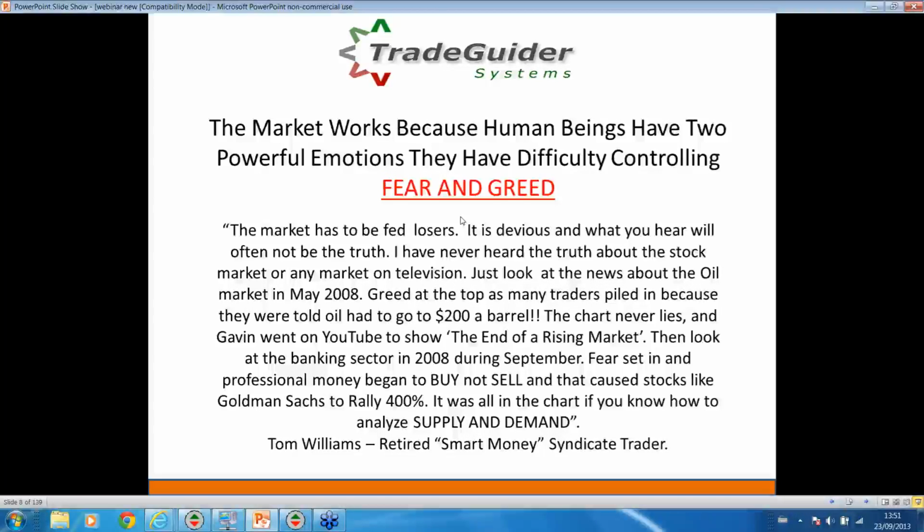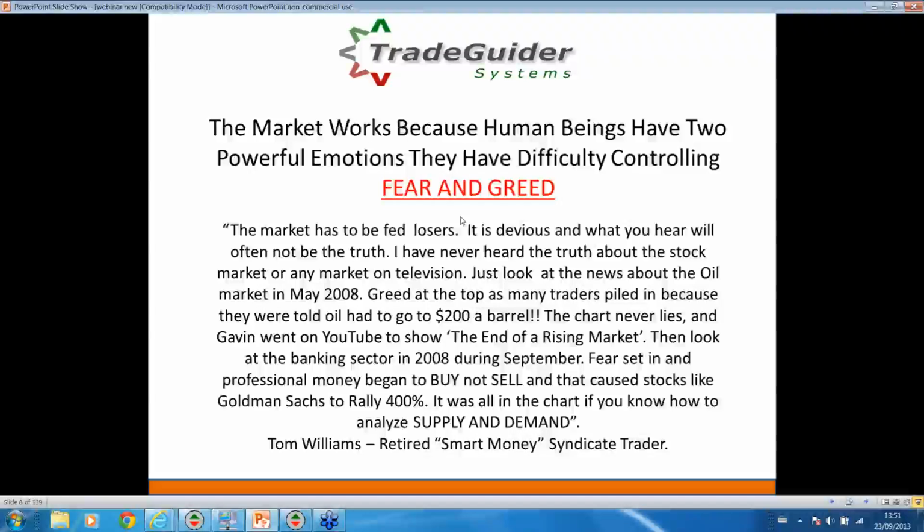So the markets work, and they work very efficiently, because of human beings and because of our emotions. The two strongest ones are fear and greed. Now, as Tom taught me, the market has to be fed losers. He always taught me the market's not there for your benefit, Gavin. But it's not like gambling. If you can put the odds in your favor by reading the chart, you can become a professional trader and investor who understands the underlying reason for price movement.